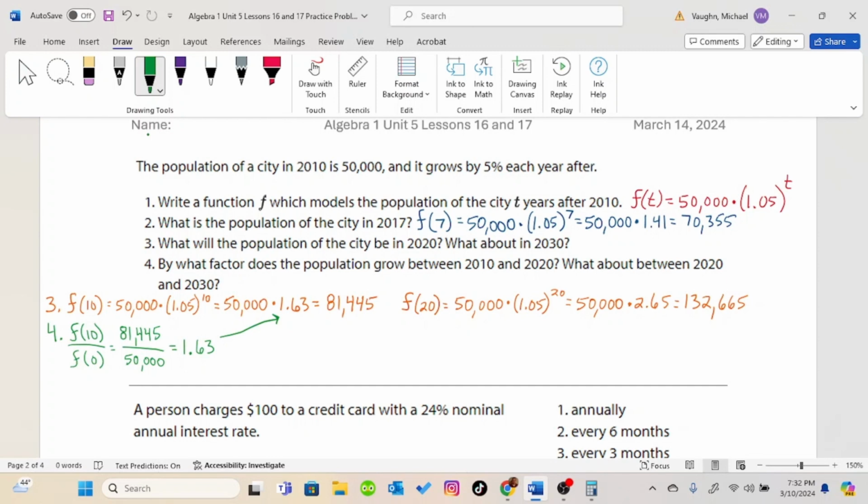Now we want to take f of 20 and divide it by f of 10. This would be 132,665, and we're going to divide it by 81,445.